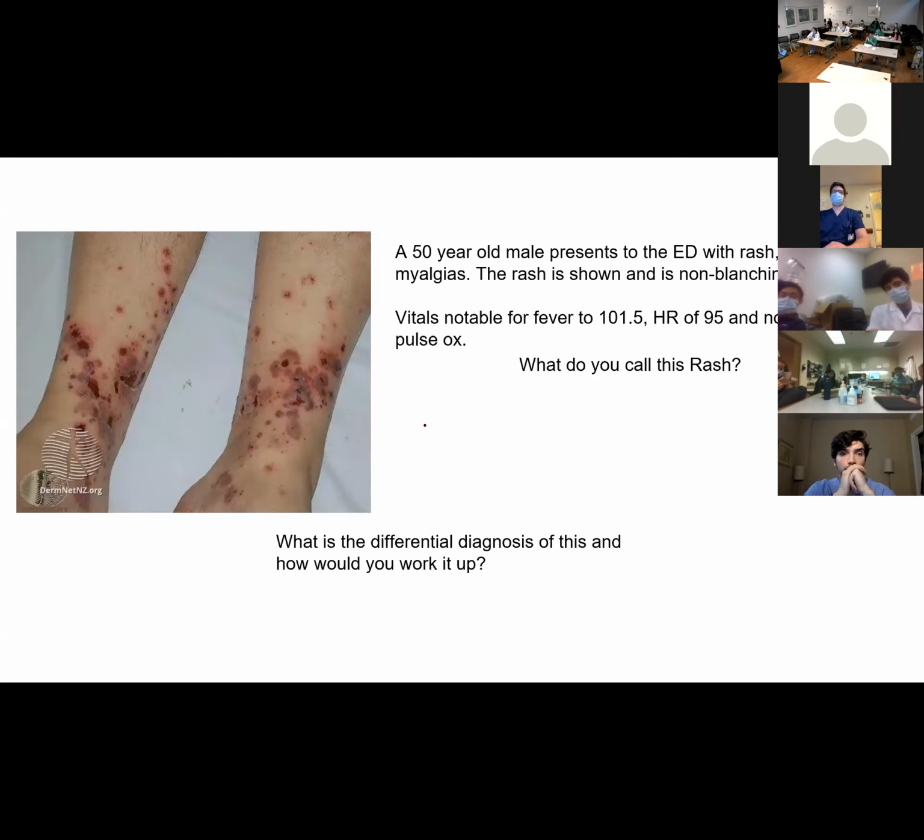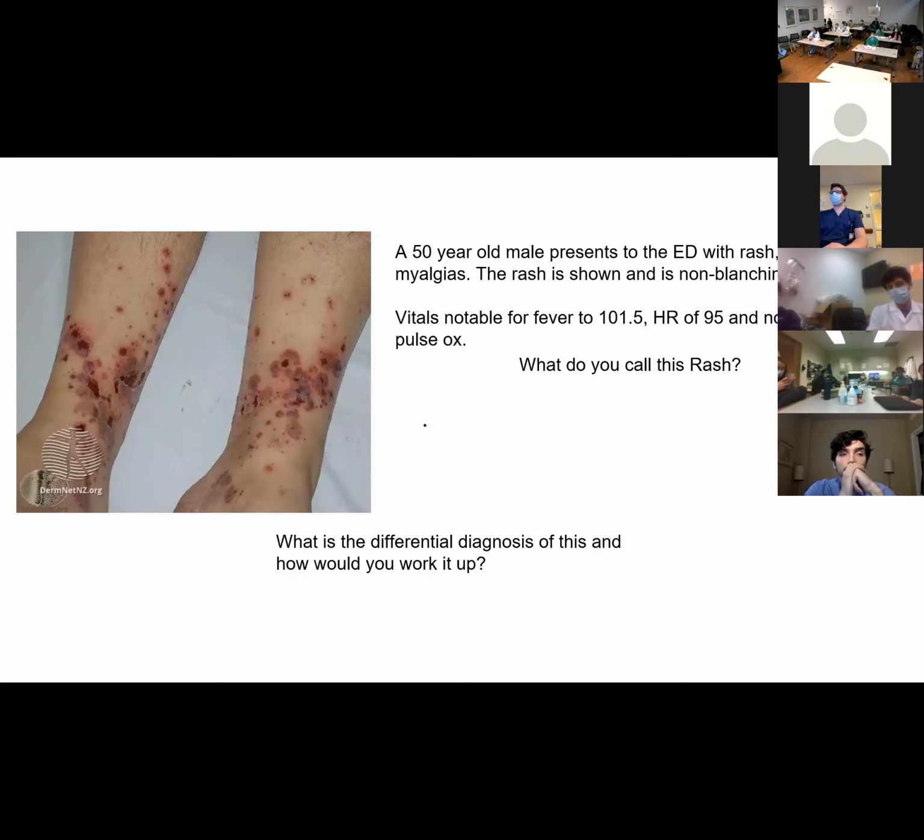So this patient, a 50-year-old guy, presents to the ED with rash. This is what I saw in medical school, actually. With rash, fever, and myalgias. The rash is shown, it's non-blanching. I forgot to take that out. The vitals are notable for fever to 101.5, heart rate of 95, normal blood pressure and pulse ox. What would you guys call this rash?